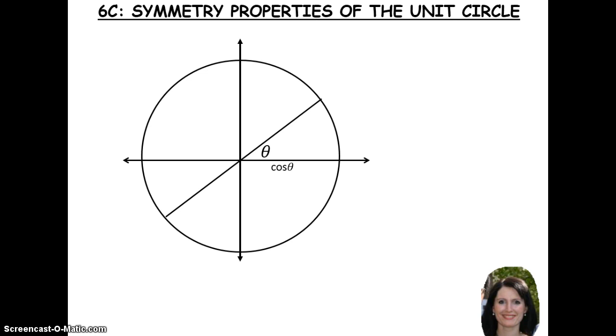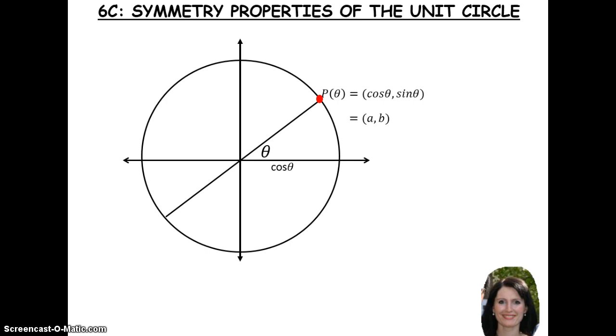Let's now move on to the symmetry properties of the unit circle. I've got the unit circle drawn here, and this time I've drawn a line to make theta, and I've taken that right through the diameter of the circle there. I'm going to call that point P. So P at theta is cos theta, sine theta. They're the coordinates of that point.